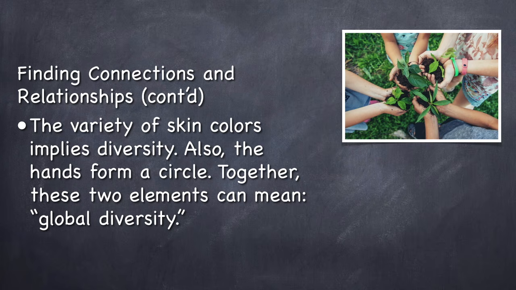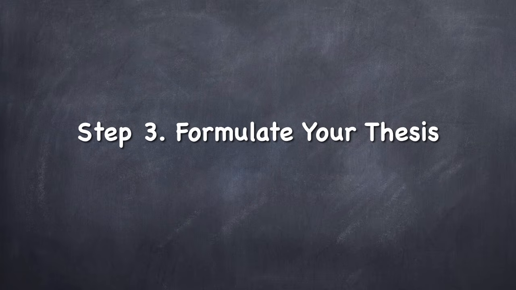Let's continue. The variety of skin colors implies diversity. There we go, that's another thing. Also, the hands form a circle. So together these two elements can mean global diversity. Why global? Because of the circle. Why diversity? Because of different skin colors. All right, global diversity. We can definitely infer that from the image.